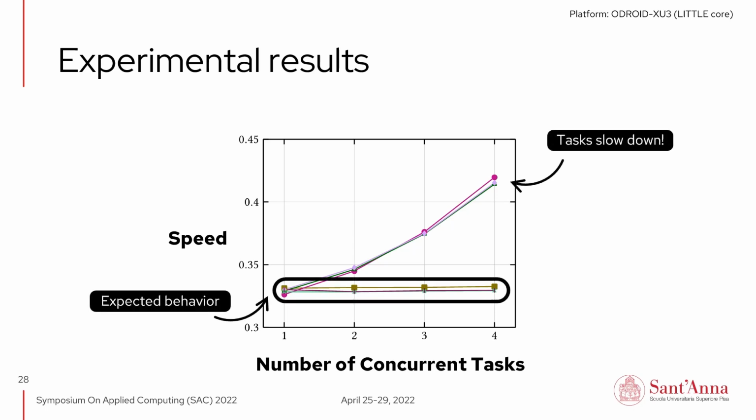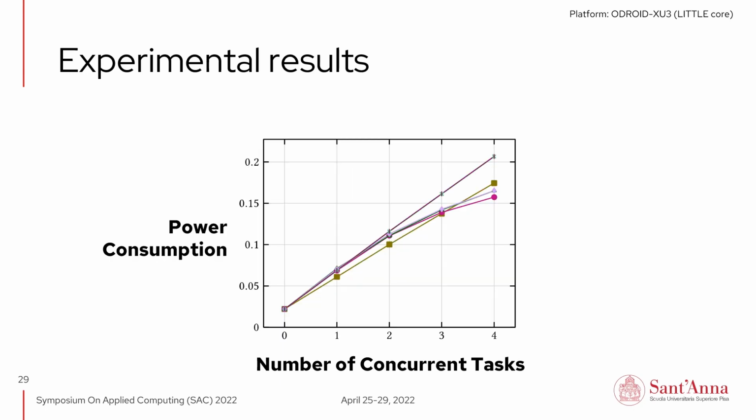However, some of these tasks in our experiment start to slow down, most likely due to the increase in time spent waiting for data to manipulate from main memory when running multiple instances in parallel. Similar effects are also visible for power consumption.